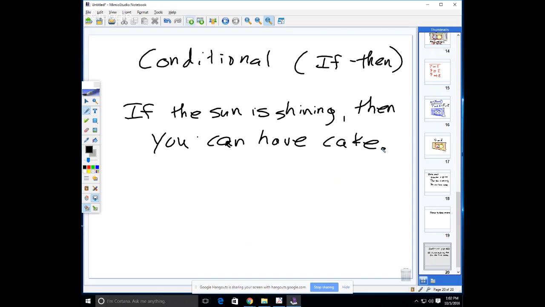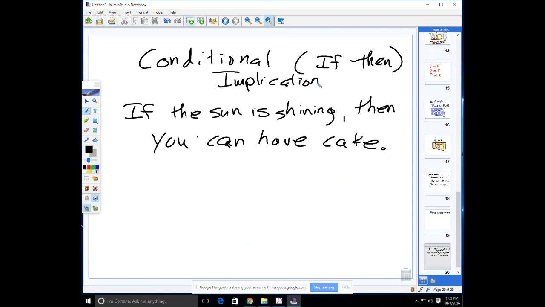Okay. Another name for this kind of statement is an implication. The sun is shining implies you can have cake. Okay. So you'll see it called a conditional. On the condition the sun is shining, you get to have cake. Implication's the same idea. Some people call it an if statement or an if then statement. Same idea. But it's another way, logically, we can put two sentences, two statements together.